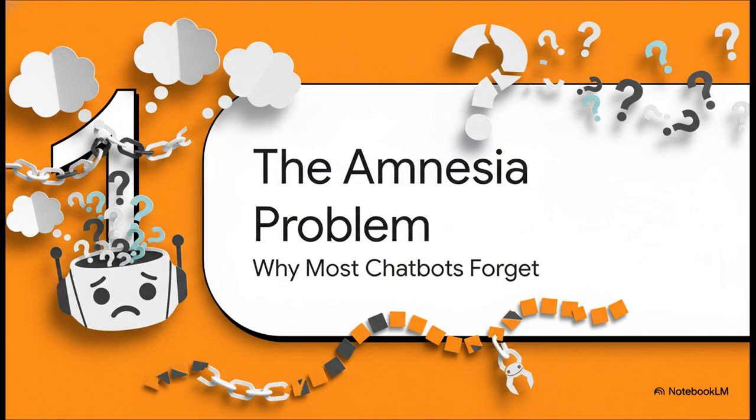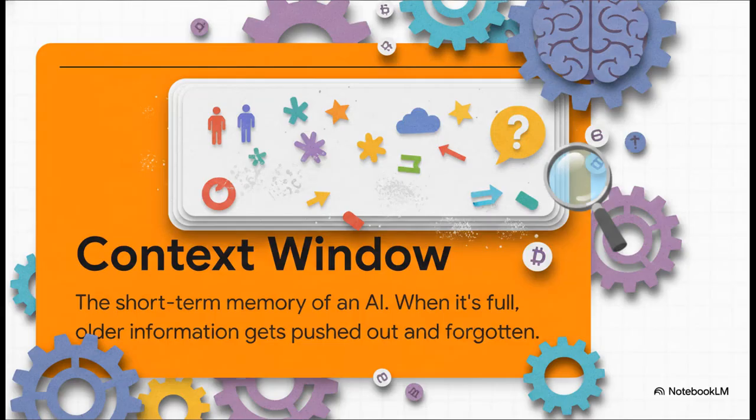Okay, so to really get why OpenClaw's memory is such a big deal, we first have to understand the core problem it's solving, that chatbot amnesia that seems to plague almost every other AI out there. It all boils down to this one concept, the context window. The easiest way to think about it is like a small whiteboard. As you're talking to an AI, you're writing on the board, but the board is only so big. Once it fills up, if you want to write something new, you have to erase the oldest stuff. That's it. That's why your AI forgets what you talked about yesterday or even just an hour ago.